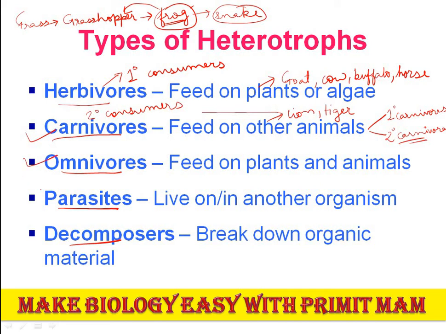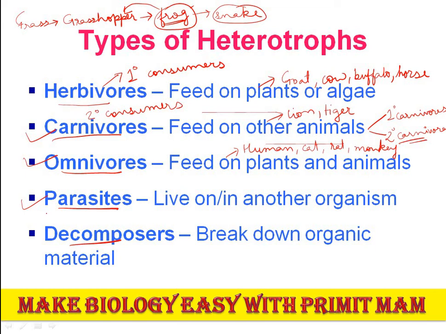Now, omnivores are the animals which eat both the plants and animals. Examples are human beings, cat, rat, monkey, etc.